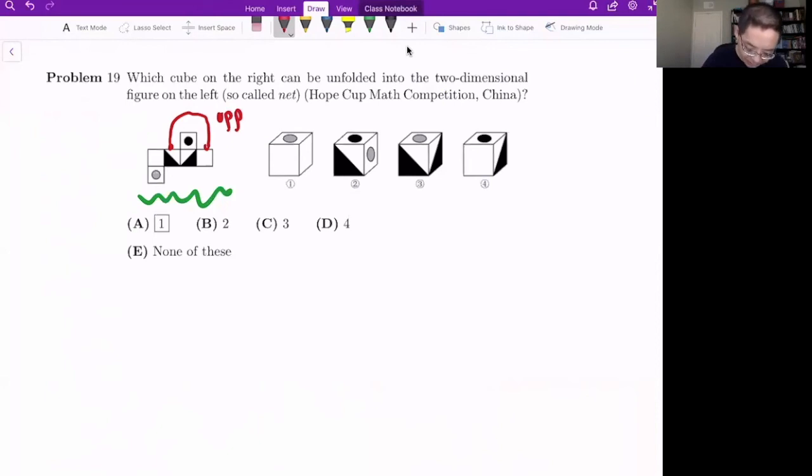So maybe I use red color to represent that these are opposite. And then we have these two, which are also opposite when you fold it. And then we have these two, which are also opposite. Okay, so that's what we have.